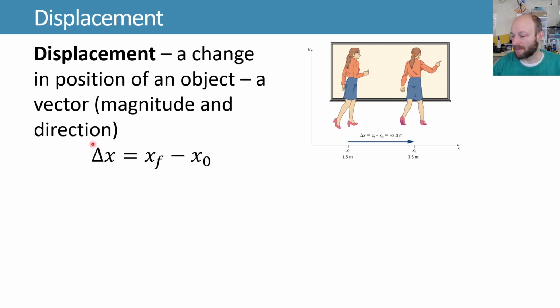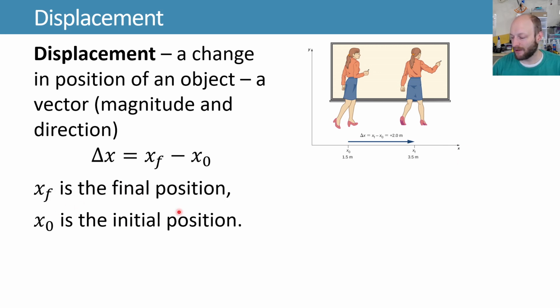So our displacement is defined as my final position minus my initial position. So again, we have our axes here. We have an x, y axis, and we look at our initial position of 1.5 meters, our final position of 3.5 meters as we walk to the other side of this whiteboard. We have then a displacement of my final 3.5 minus my initial 1.5 to give me a total displacement of a positive 2. And the direction is in the positive x direction. So its magnitude is 2 meters. The direction is in the positive x direction.